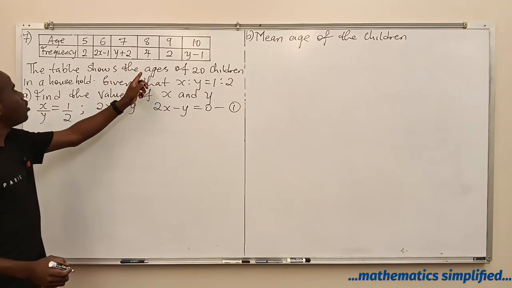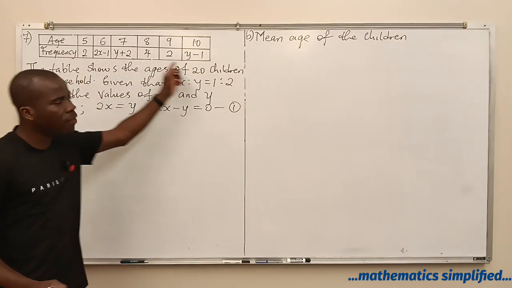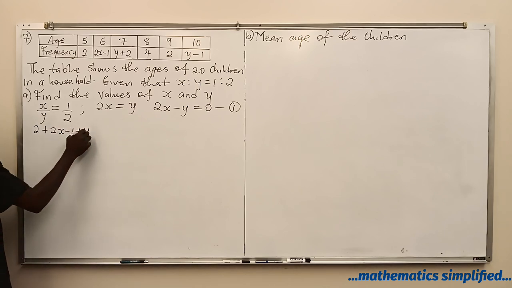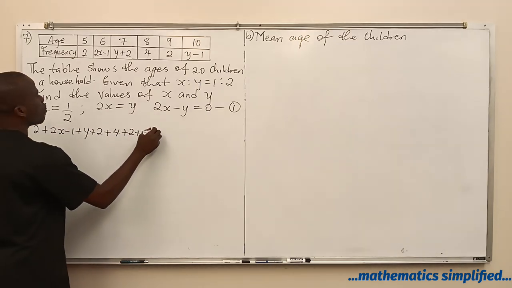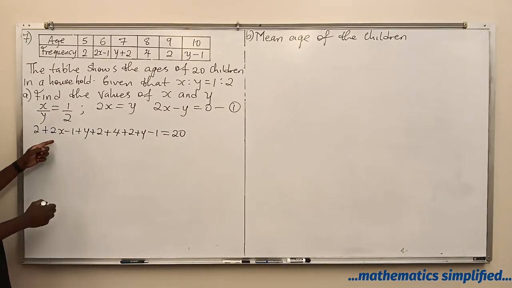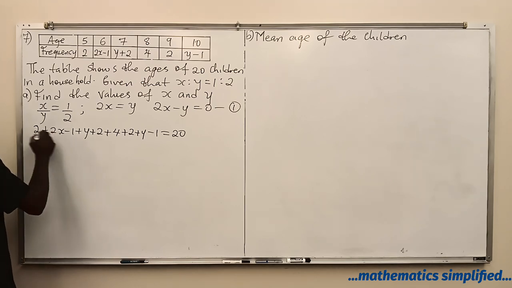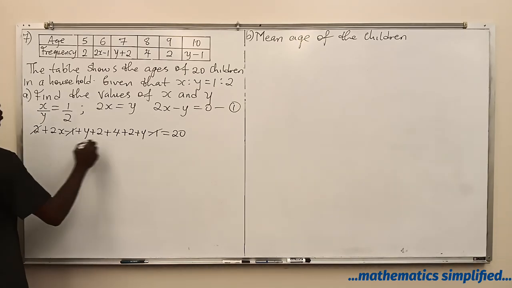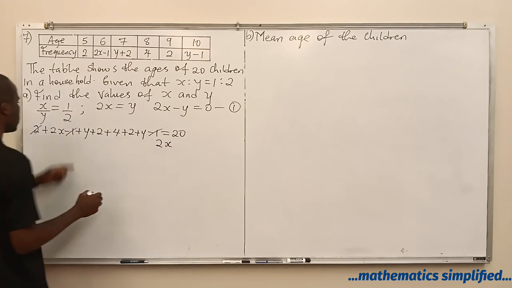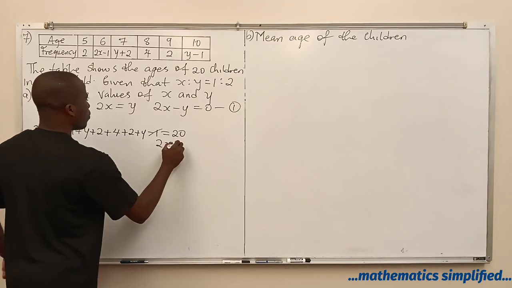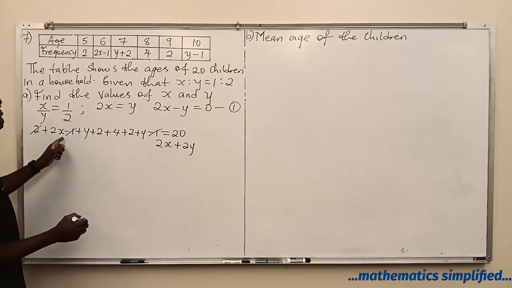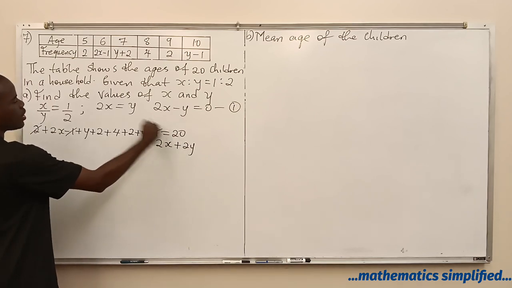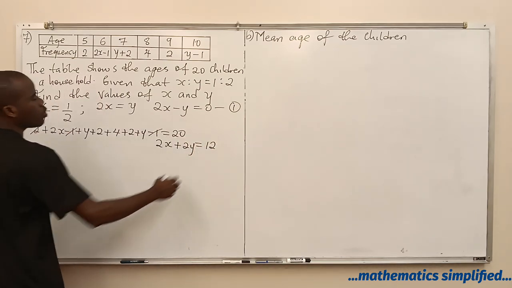And since the total number of children is 20, it means if we sum the frequency, they should give 20. So 2 plus 2x minus 1 plus y plus 2 plus 4 plus 2 plus y minus 1 should give 20. And so minus 1 minus 1 is gone. We have 2x, y plus y is 2y, and we are left with 2 plus 4, 6 plus 2, 8. If we take it to the right hand side, 20 minus 8 is 12. So this is equation 2.